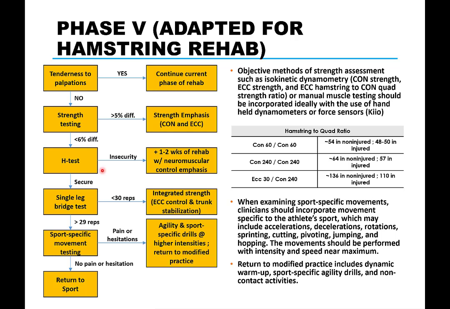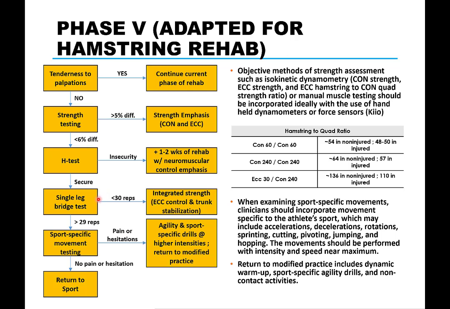The level of apprehension is usually reported by the athlete on a visual analog scale of 0 through 100, with 100 being the most severe level of fear or apprehension, and thus insecurity while performing this test. So if the athlete is determined to be insecure or apprehensive, about 1 to 2 weeks of rehab is added. Otherwise, the athlete can move on to some other functional test, such as the single leg bridge test.